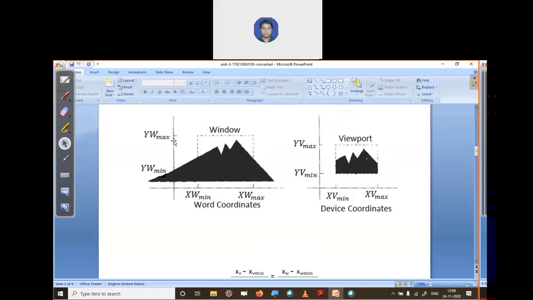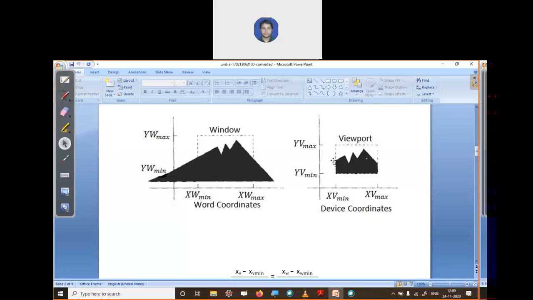Okay, so you are familiar with this terminology. XW min is the left boundary of your window, and XW max is the right boundary of the window. YW min is the bottom boundary of your window, and YW max is the top boundary of your window. The same holds for the viewport or device coordinates. XV min is the left boundary of your viewport, XV max is the right boundary of your viewport, YV min is the bottom boundary of your viewport, and YV max is the top boundary of your viewport.